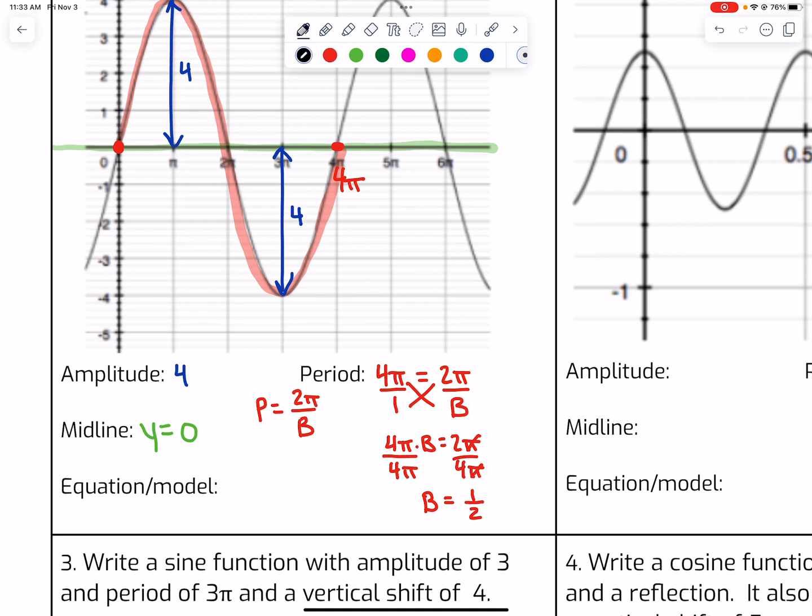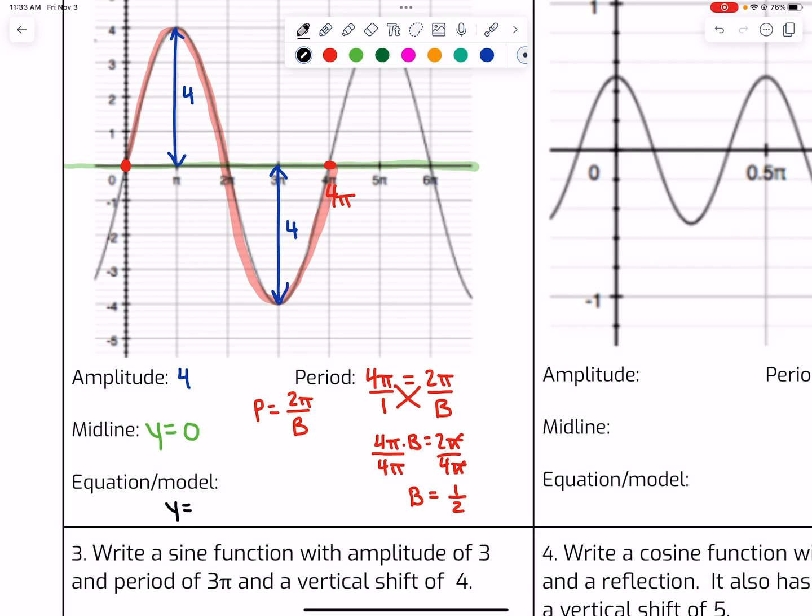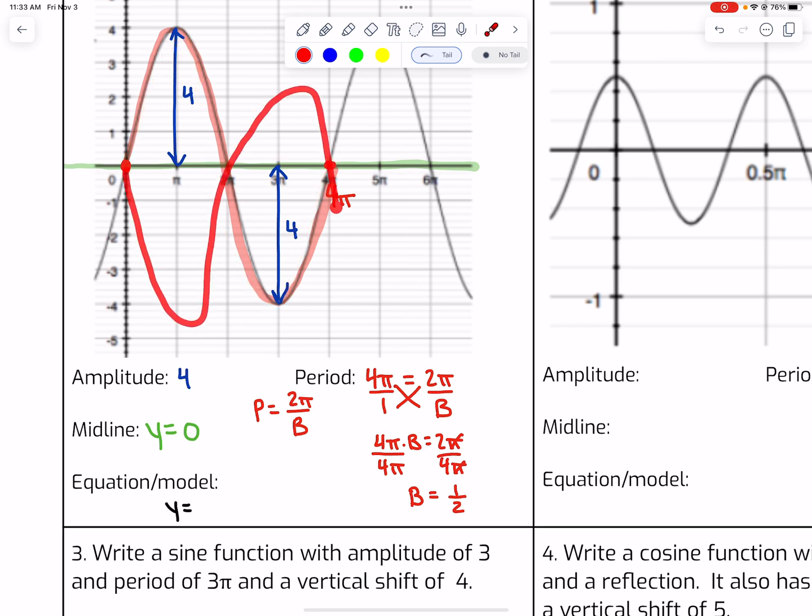So my equation or model of this function would be y equals the amplitude, which is 4. I can also tell my function is positive because it went up from 0 and not down from 0 when it started. So I know it's a positive sine function, and I know it's a sine function because when I highlighted that first cycle, it looked like an S-shaped graph.